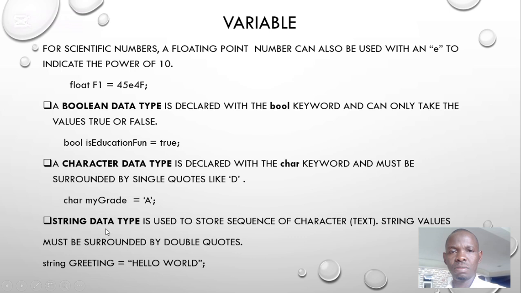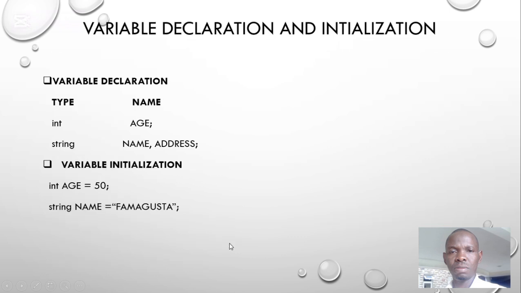Then also we have a string data type, which is used to store a sequence of characters or text. String values must be surrounded by double quotes. For example, hello world is surrounded by these double quotes, and we assign this variable value to this variable name of type string.